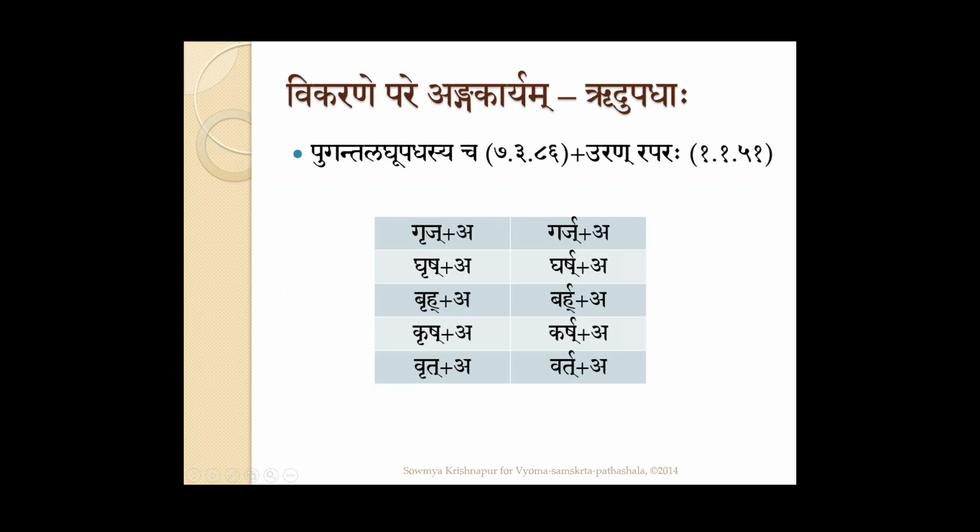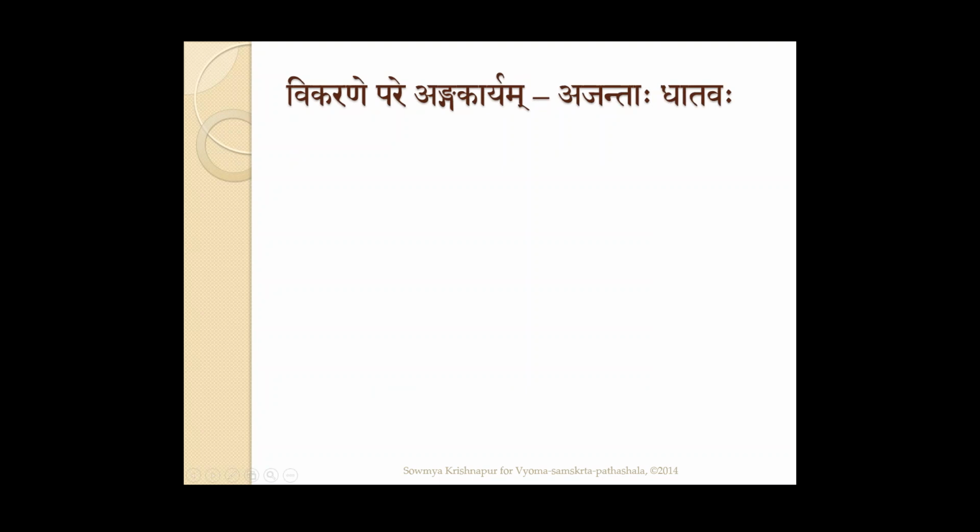There is nothing else. We have covered all the dhatus. For the remaining dhatus, those which were not listed here, nothing. If it is adupadha, patha patha, kimapi na bhavati. Okay. Anyesham dhatunam, kimapi angakaryam api nasti, sandhikaryam api nasti, iti artha. Okay. So we'll just recap that again. So vikarane pare angakaryam, athava sandhikaryam.